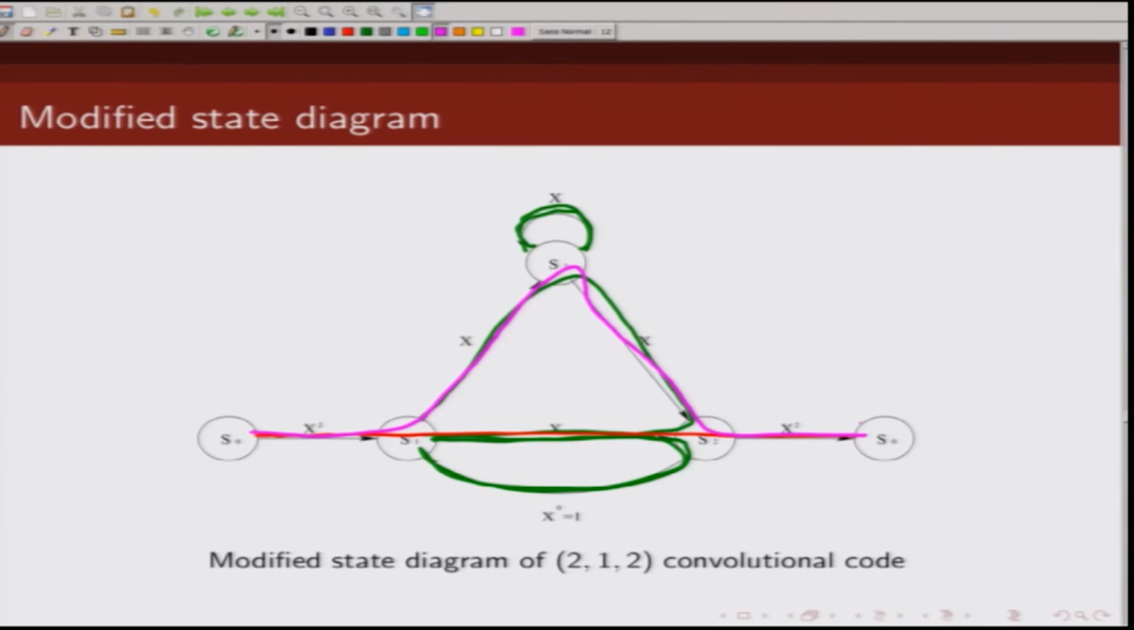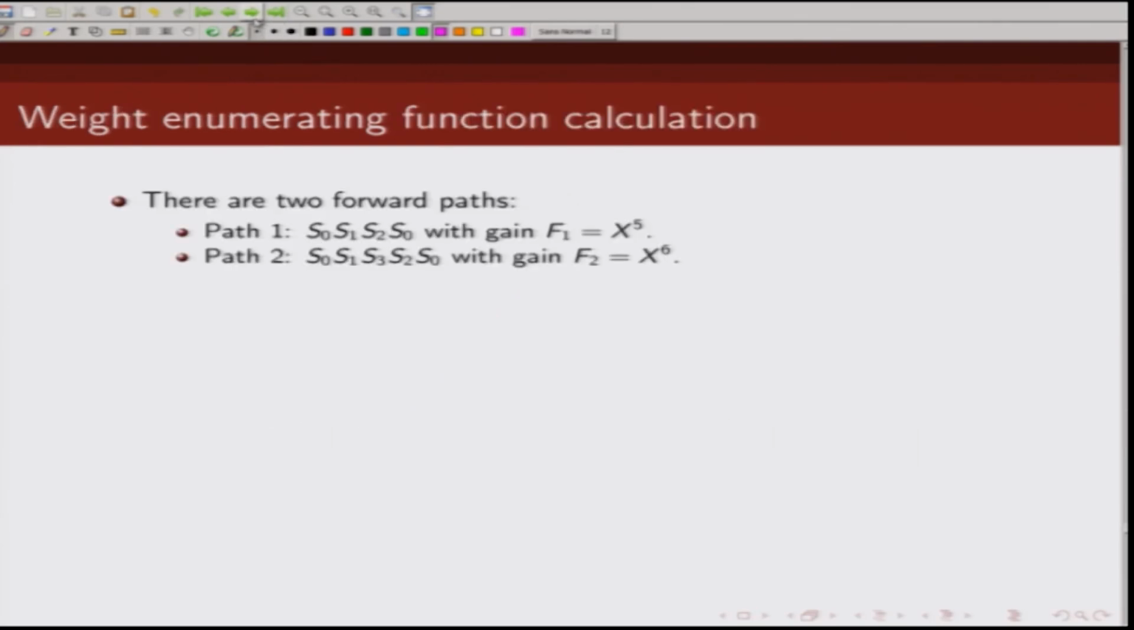In both cases you can see I am not going over any state twice, and there are only 2 forward paths in this case. And what are their corresponding path gains? For the one which I marked with red, this is x squared, x, and x squared. So, this will be x raised to power 5, and this will be x squared, x, x, x squared. So, this will be x raised to power 6. So, then we have 2 forward paths, the one with gain x^5, another with gain x^6.